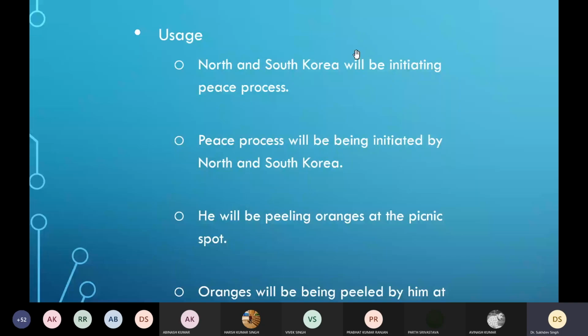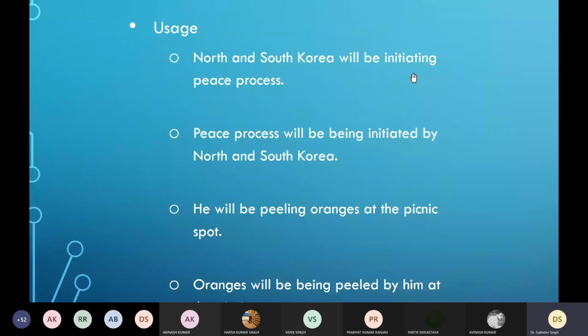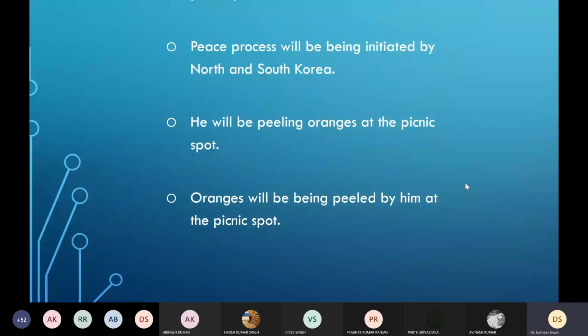And then this will be the same, but because we need to show the continuity, that's why we added being over here. And then the ing form is converted into third form. We add by, and then this subject is now placed in object's position. So it becomes over here North and South Korea. So North and South Korea will be initiating peace process is converted as peace process will be being initiated by North and South Korea.